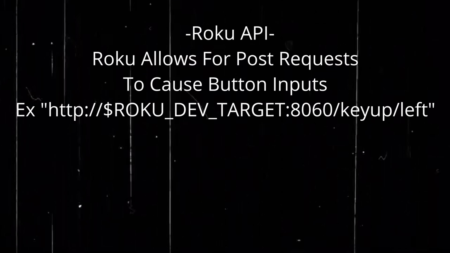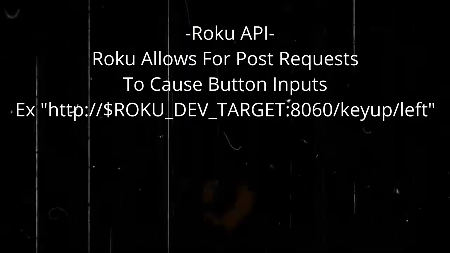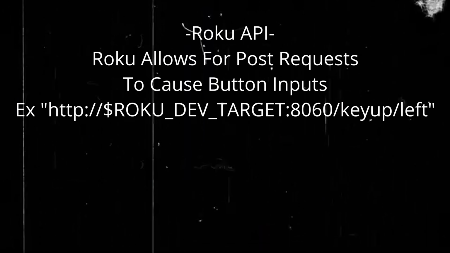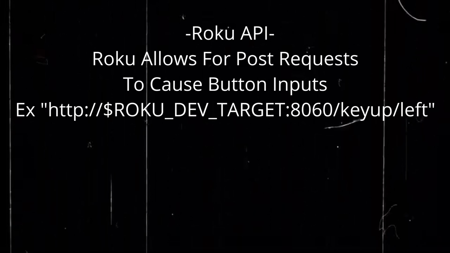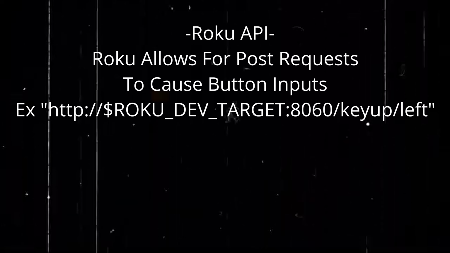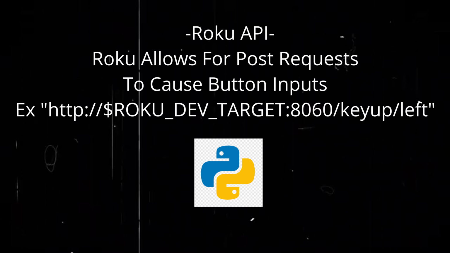How we are going to even connect this to the smart TV is by using Roku's API, which will allow us to send post requests to the device, which can be treated as inputs. Basically, it's kind of like a remote. So, for example, if I send a post request with the URL with left, it will go left. And if you're wondering, this is being coded in Python.